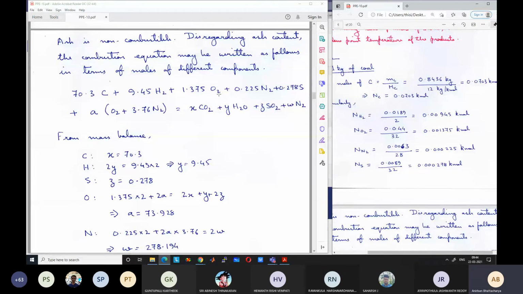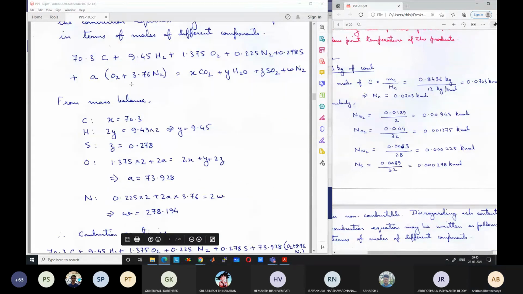So if you do this element balance, you get 1.375 into 2 plus 2A is equal to 2X plus Y plus 2Z, or A is equal to 73.928. So the number of moles of oxygen is 73.928. And finally, by doing the balance of nitrogen, you can find out W. 2 into W is 0.225 into 2 plus A into 3.76 into 2, which gives a value of W equal to 278.194.